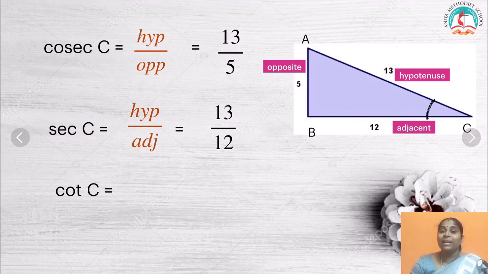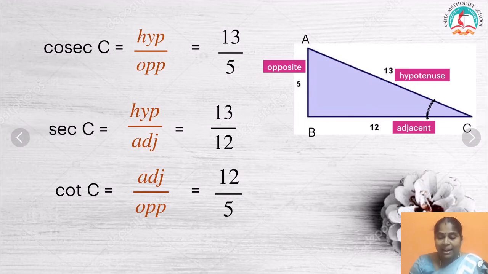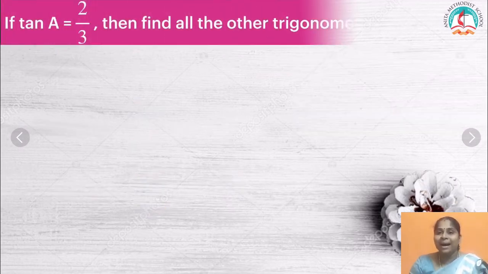Next we are going to write the last one as cot C. How to find the cot C? Cot is reciprocal of tan. How to write this? Yes, adjacent by opposite. What is the adjacent? 12. And which is the opposite? 5. So 12 by 5.